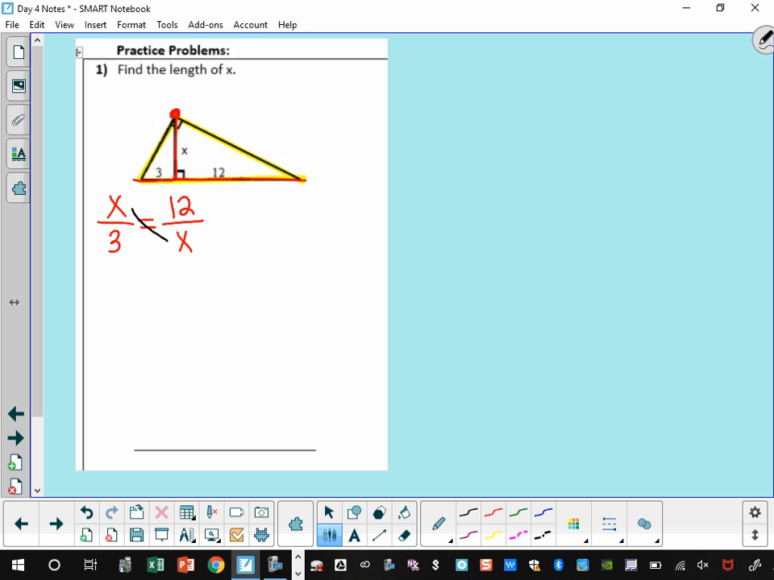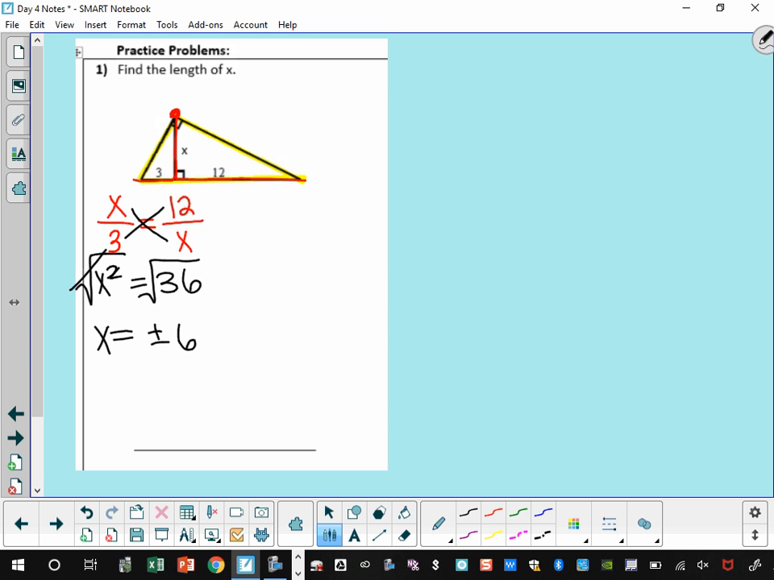So x times x is x squared, and 3 times 12 is 36. How do I solve for x? We're going to take the square root of each side to get rid of my square. Once I do that, my square and my root are gone. I'm left with x equals plus or minus 6.